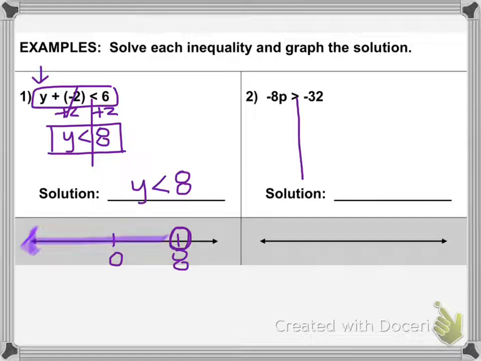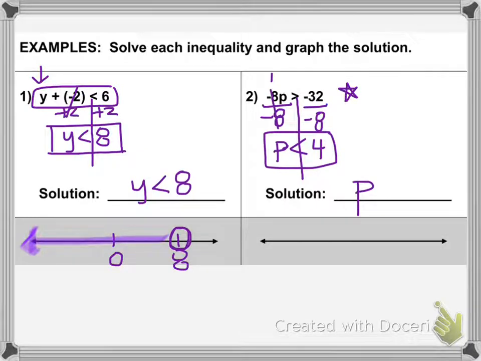Number 2, to get that p by itself, we're going to get rid of that -8. This usually looks like the last step when we're solving inequalities. So we're going to divide both sides by that -8, and put a little star here. Remember, if you divide or multiply both sides by a negative, we've got to flip the direction of our symbol. So let's remember that. -8 divided by -8 is 1. 1 times p is p. But instead of bringing down a greater than symbol, I'm going to flip it to a less than symbol. -32 divided by -8 is +4. So my solution are all values of p that are less than 4 will make that inequality true.